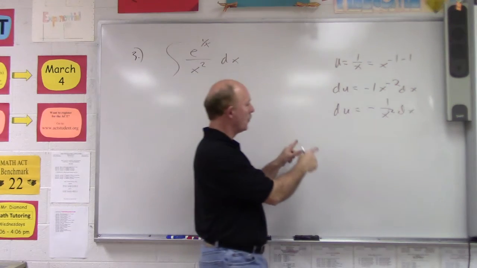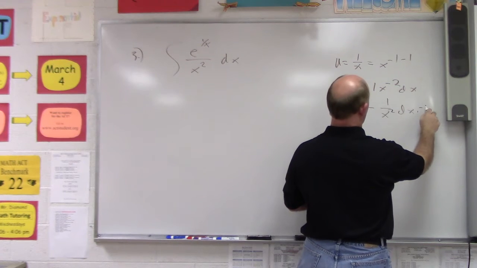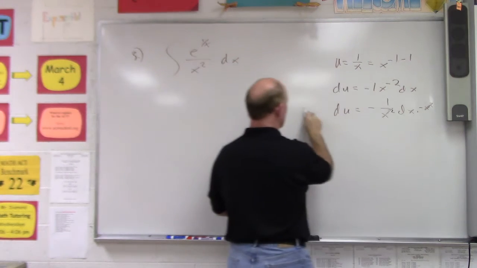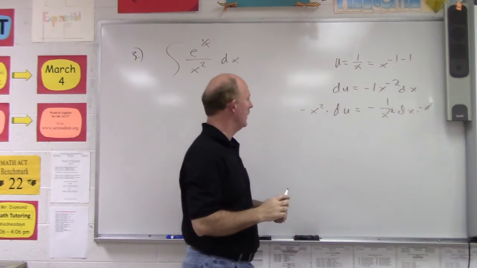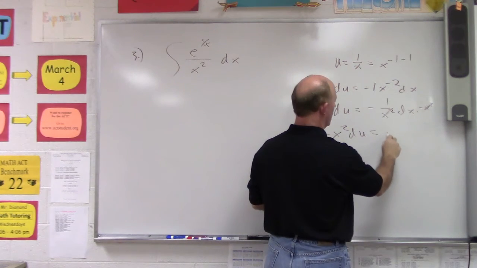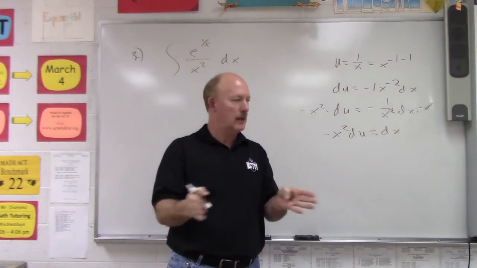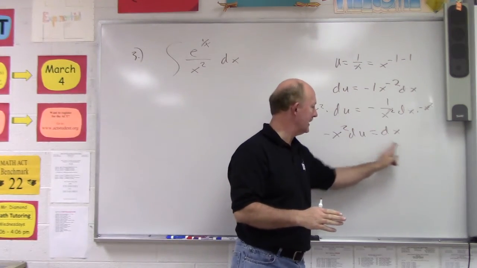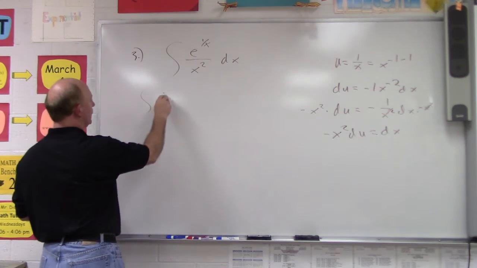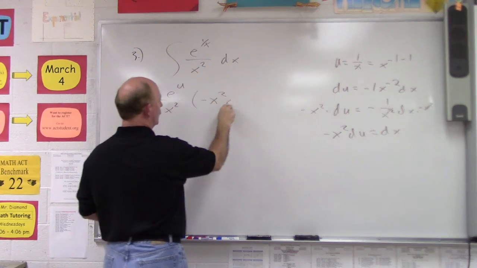And solving this for dx, we're going to multiply this side by negative x squared. Right, so these will cancel, multiply here by negative x squared so here we end up with negative x squared du equals dx. So you want to isolate the dx, so solve this completely in terms of dx. Okay, now let's go and substitute back in now. So we have the antiderivative, e to the u over x squared times negative x squared du.